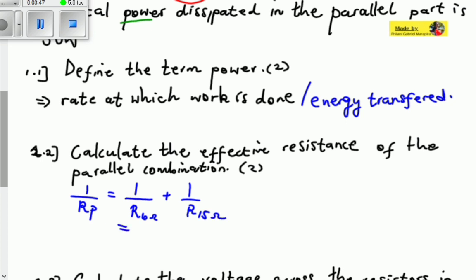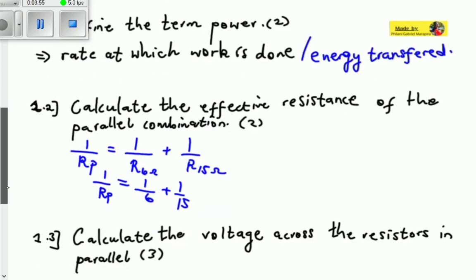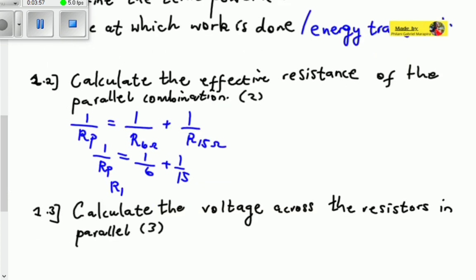So here is the substitution: 1 over 6 plus 1 over 15 is equal to 1 over R parallel. Then we'll go straight to the answer, whereby R parallel is equal to 4,29 ohms. So the parallel combination of the circuit has a total resistance of 4,29 ohms. This is the formula we use to calculate the effective resistance for the parallel combination. It's 1 mark here and another mark over there, so it's only 2 marks.